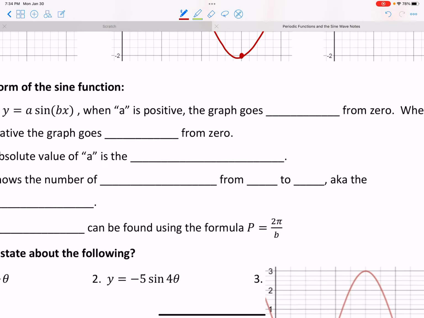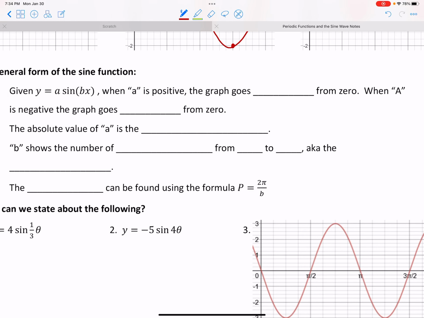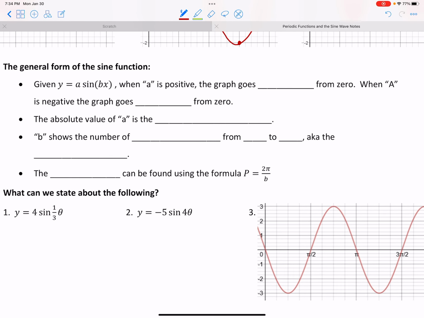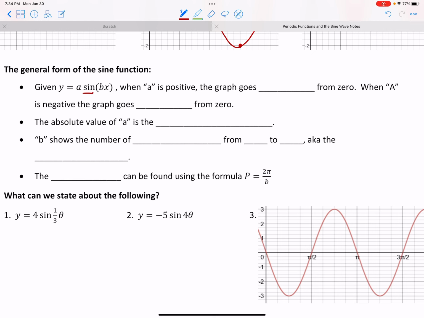So now I want to talk about not just the parent form, but the general form for a sine function. So we still have our parent in there. There's our sine of x. But what happens when we introduce some factor here and a factor here? Then we should be able to know basically what's going to happen to the graph, in the same way that when you're looking at x squared plus 1, you know the graph shifts up 1. We have to know what these a and b do to our graph.